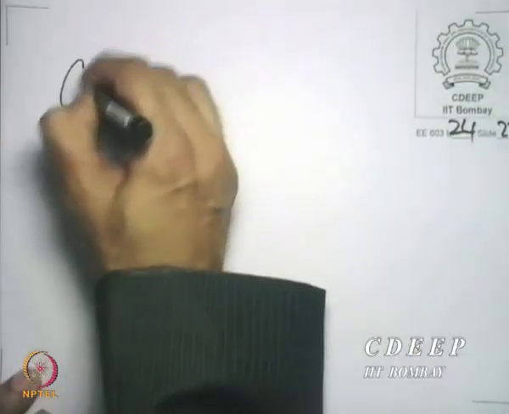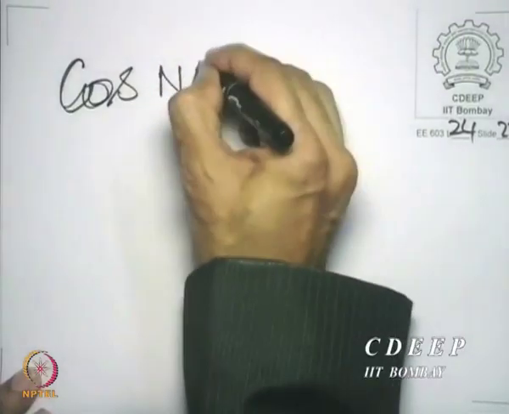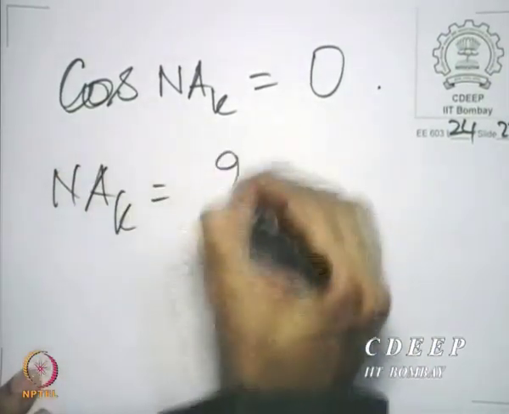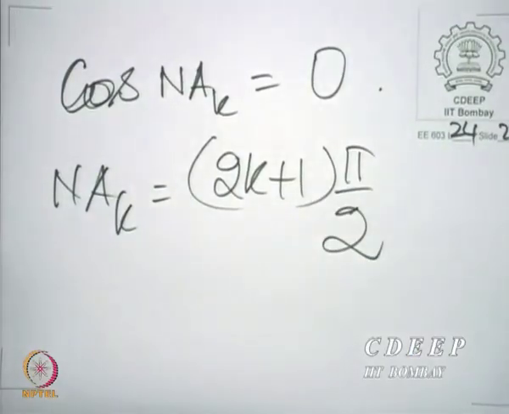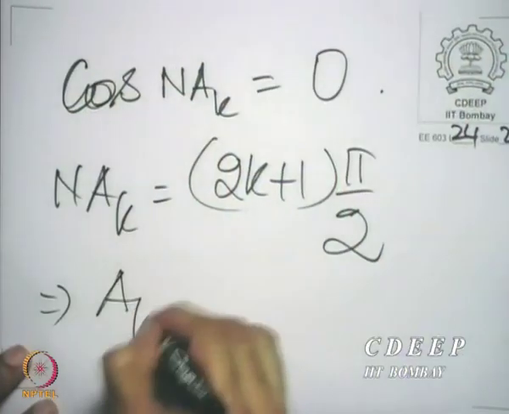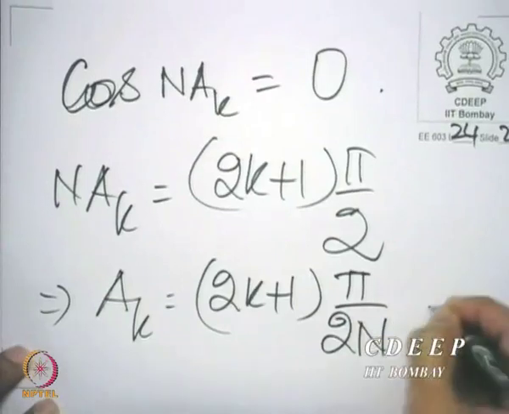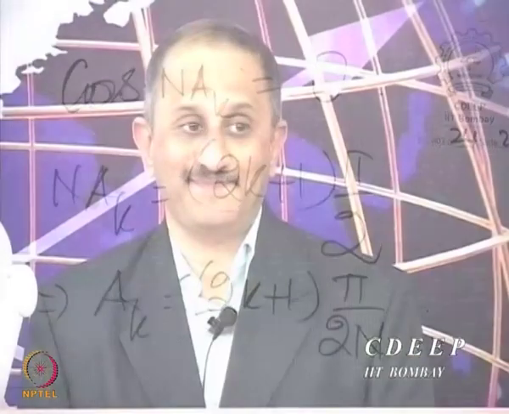So, we have cos n a k is equal to 0, which means n a k must clearly be an odd multiple of pi by 2. And that tells us that a k must be of the form 2 k plus 1 pi by 2 n. And now we know the poles, because we know a k and b k.